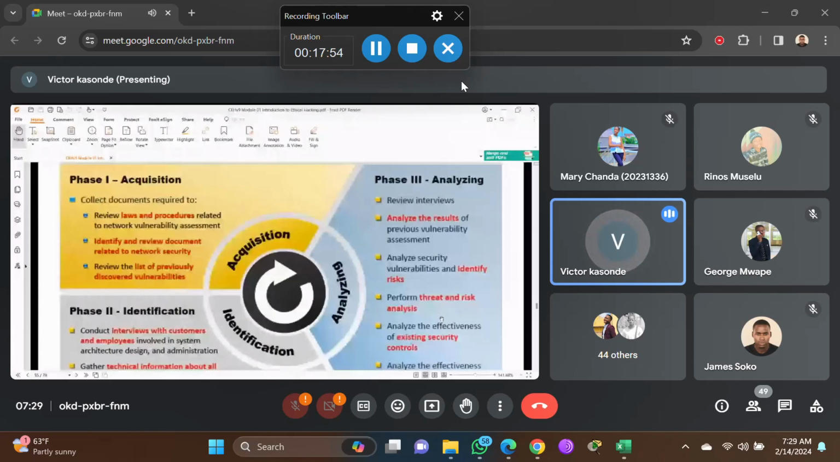You review the list of previously discovered vulnerabilities. For example, when you identify a vulnerability, you should document it. After you document, they are talking of reviewing previously discovered vulnerabilities. If there was any vulnerability there, you reuse the document. That's the meaning of acquisition.